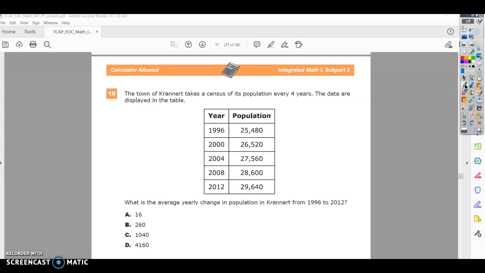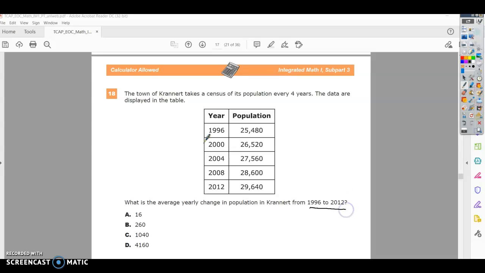Math 1 EOC Practice Test number 18. The town of Cranor takes a census of its population every 4 years. The data are displayed in the table. What is the average yearly change in population in Cranor from 1996 to 2012?